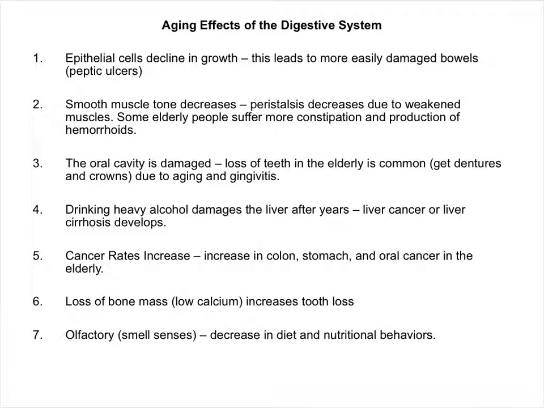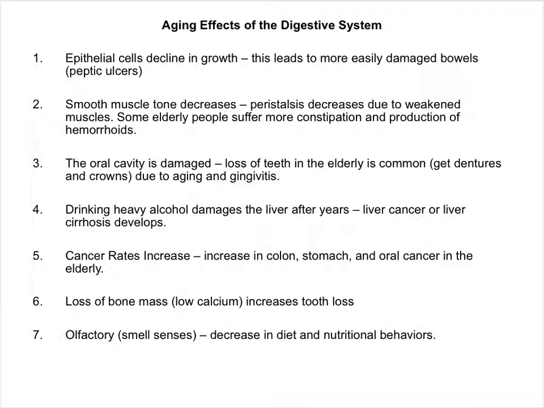Now let's go over the aging effects on the digestive system. Number one, the epithelial cells decline in growth. This leads to more easily damaged bowels, also peptic ulcers. Secondly, smooth muscle tone decreases. Peristalsis decreases due to weakened muscles. Some elderly people suffer more constipation and production of hemorrhoids.